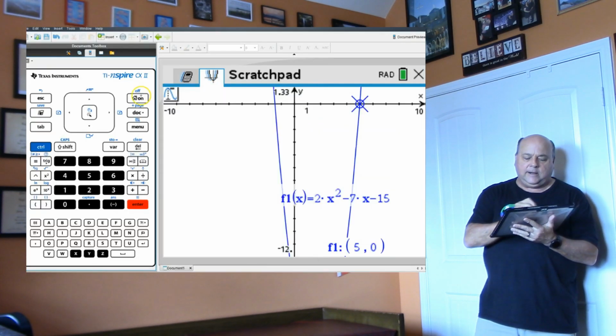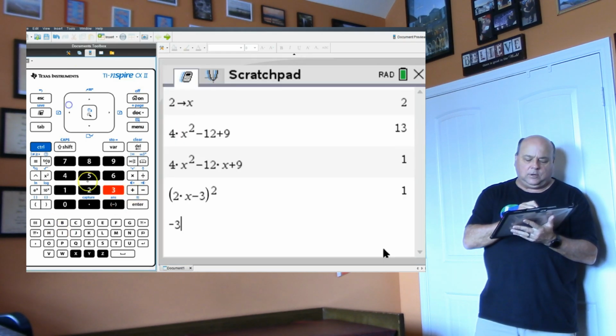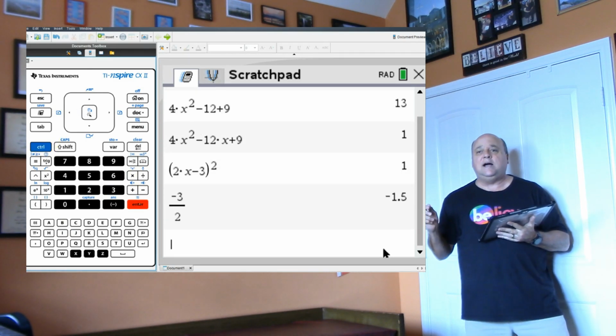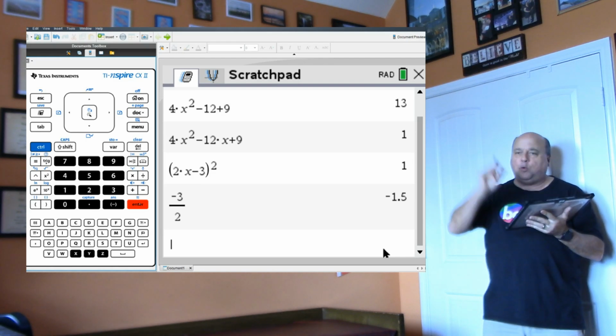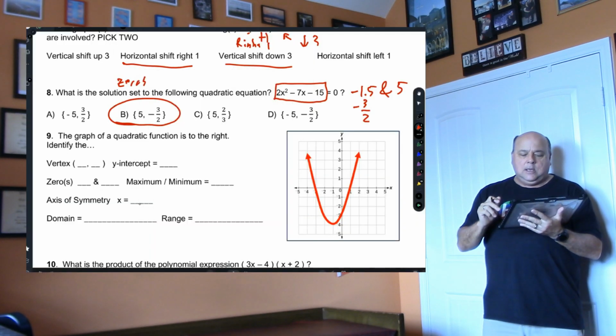So go to the calculator, hit home, hit A to calculate, hit negative 3 divided by 2, and then hit control enter. And notice you get the negative 1.5, don't you? Okay, so the negative 3 over 2 would turn into the 1.5. Type in the answer choices till you get a match.